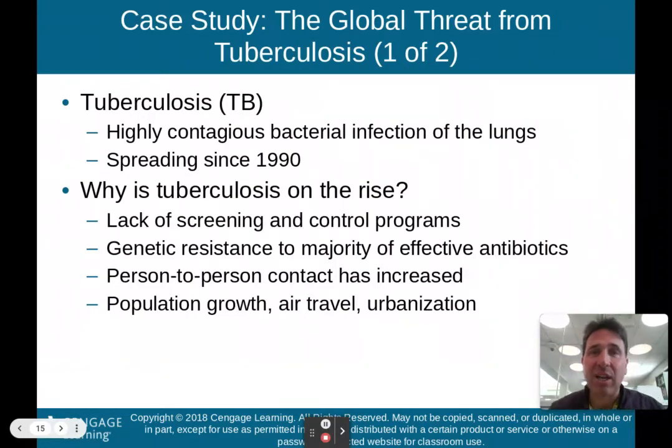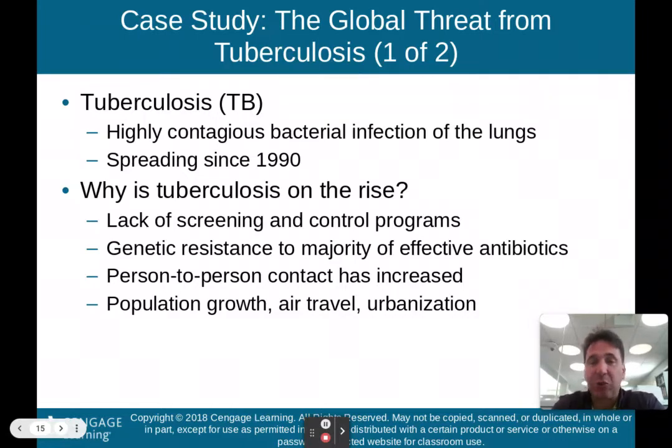All right, so case study here: the global threat from tuberculosis. Tuberculosis was high on that list. What is tuberculosis, or TB? It is a highly contagious bacterial infection of the lungs, and it's been spreading again since 1990. Why is it on the rise? Well, we have a lack of screening and control programs for tuberculosis. Genetic resistance to a majority of the effective antibiotics.